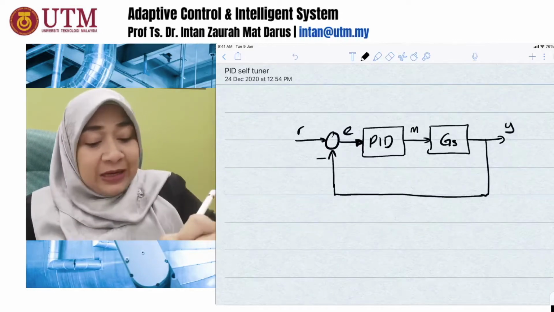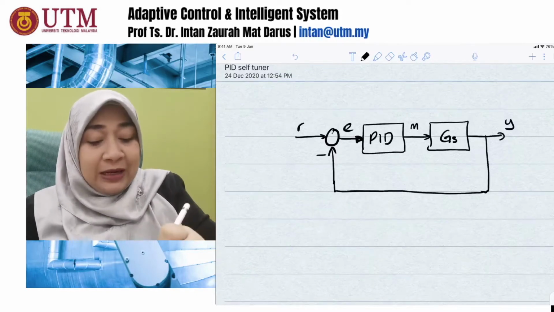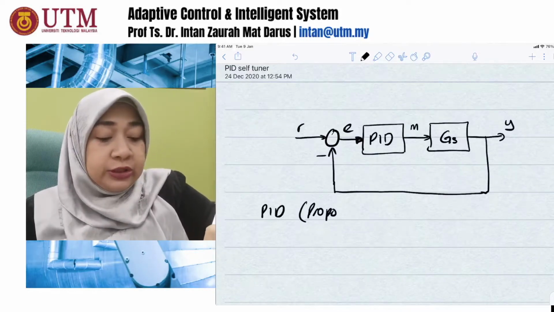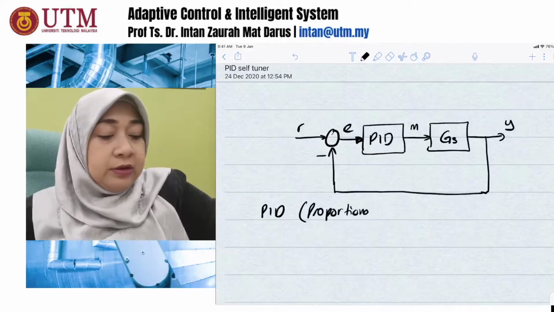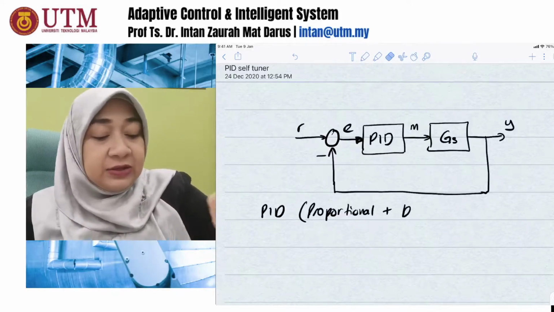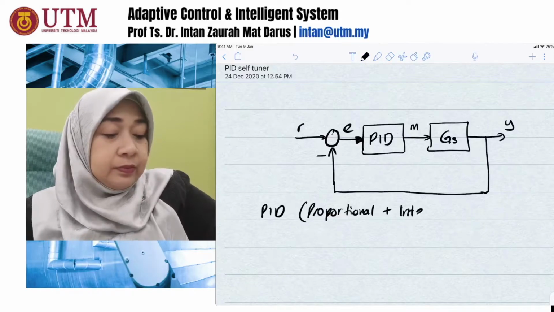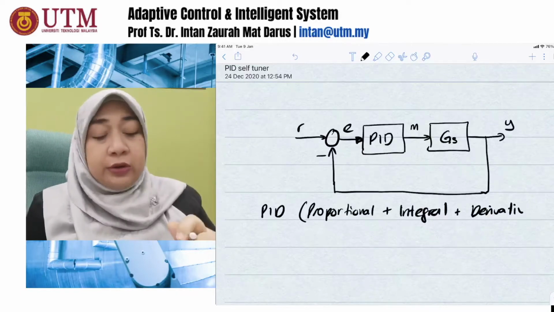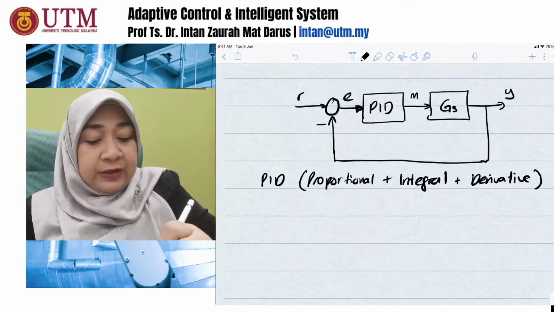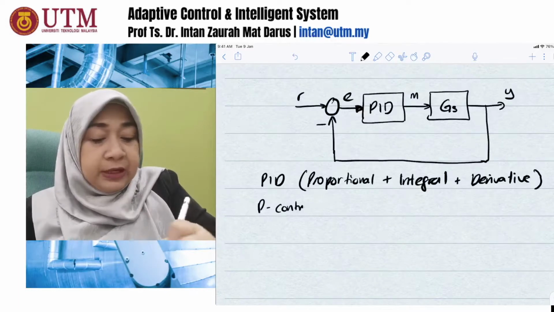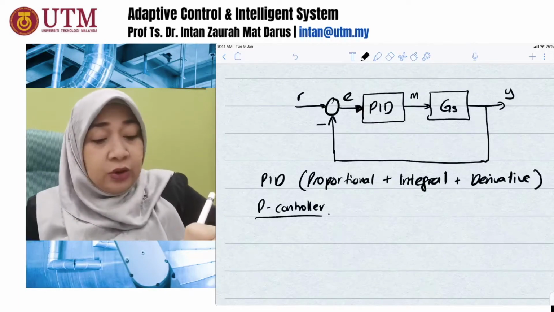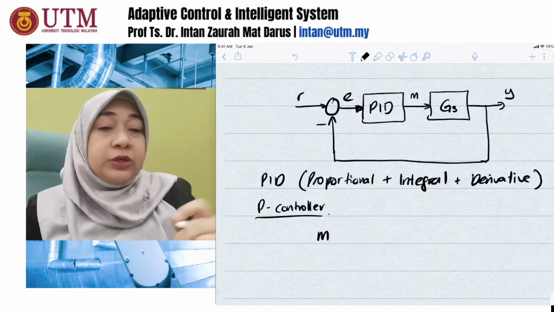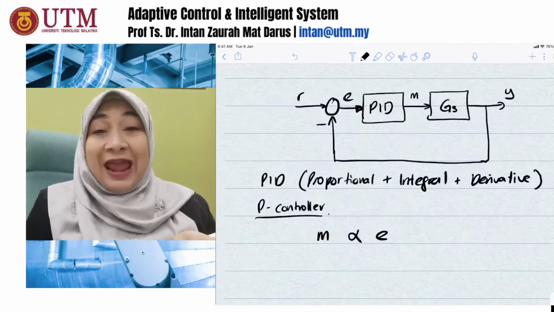Okay, so the PID controller is simple. The word PID comes from proportional, integral, and derivative control, isn't it? The I comes from the word integral, plus the D is derivative controller. Okay, so when we talk about the P controller, for example, let's have a look at the P controller in the beginning. P controller simply means that the output from your controller, which is M, is proportional to the input to your controller, which is the error of this system.